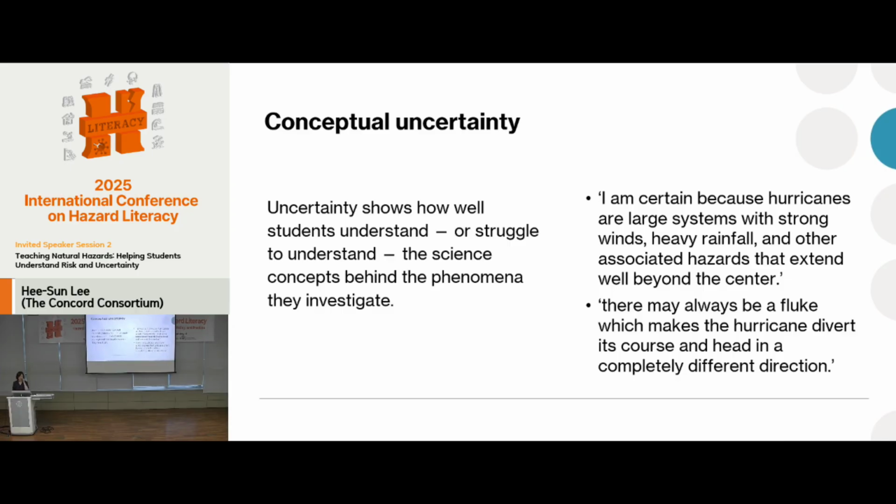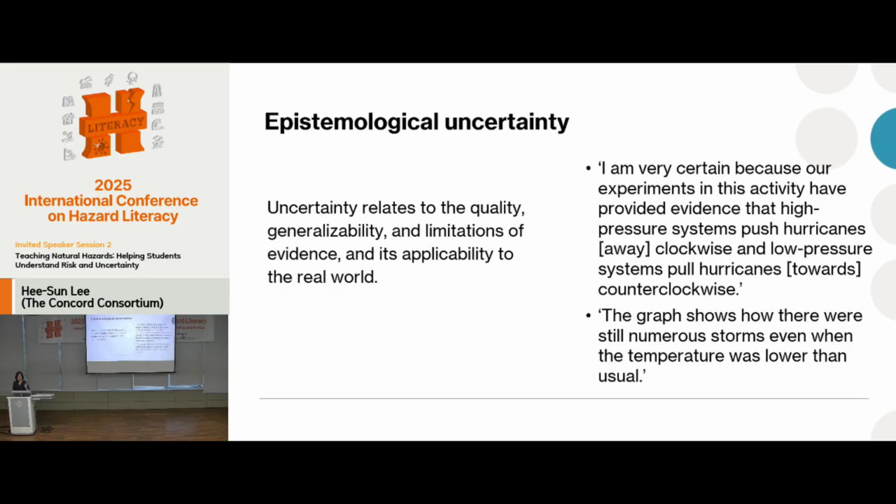The second one is conceptual uncertainty. This one is where they use their science knowledge to decide whether they are certain or not certain. That is a way to talk about their confidence in the task at the end. There is also epistemological uncertainty. Epistemology has to do with the strength of the evidence to support what they found at the end. So here, students are treating the outcome of their investigation as a source of evidence, and how strong that evidence is to support their claim or the task at the end.